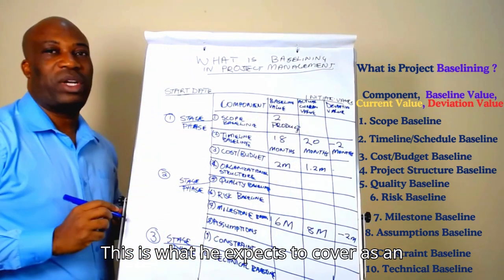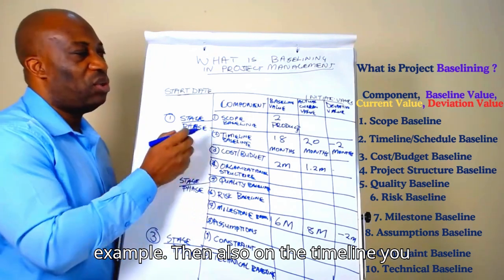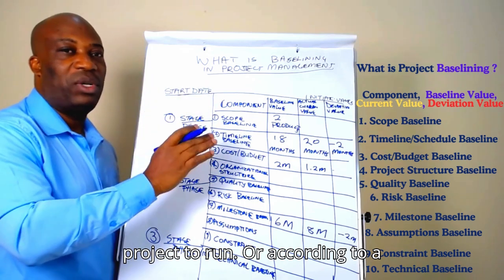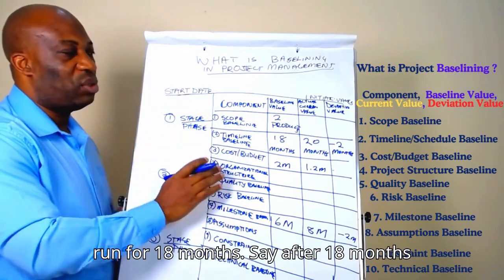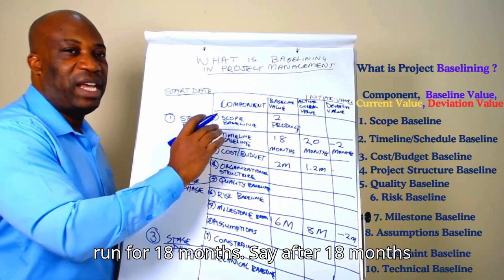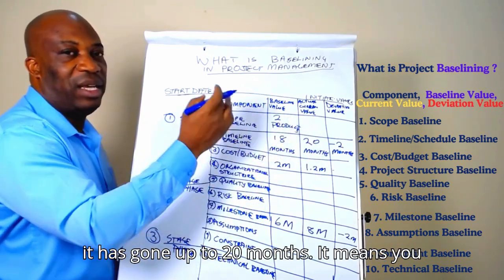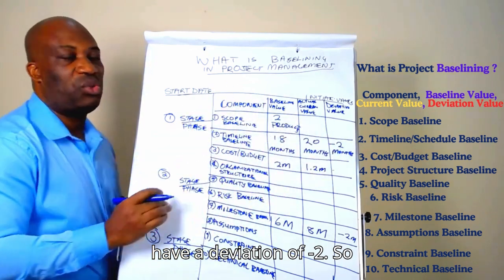This is what you expect to cover as an example. Then also on the timeline, you want to baseline the timeline. According to a business case, the project is supposed to run for 18 months. Say after 18 months, you have not managed to finish the project, and it has gone up to 20 months. It means you have a deviation of -2 months.